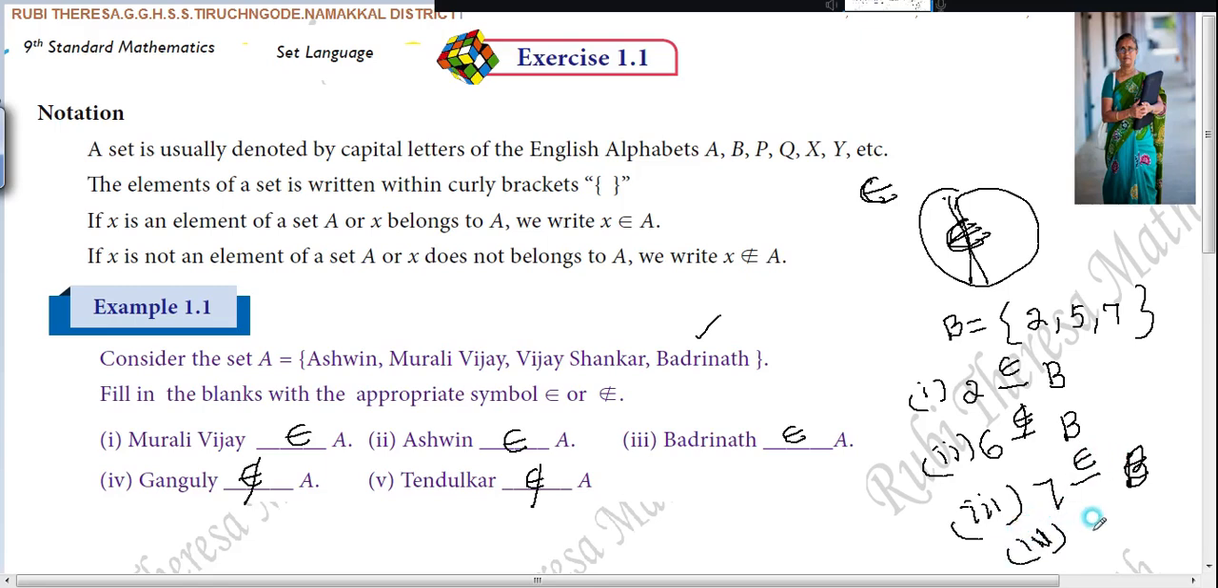Fourth one. Suppose 8. 8 does not belong to B. 8 is not an element of set B.